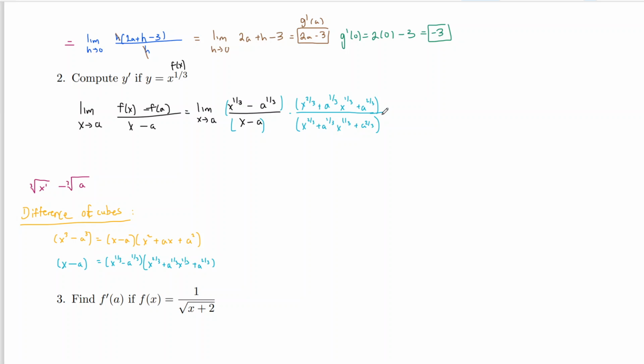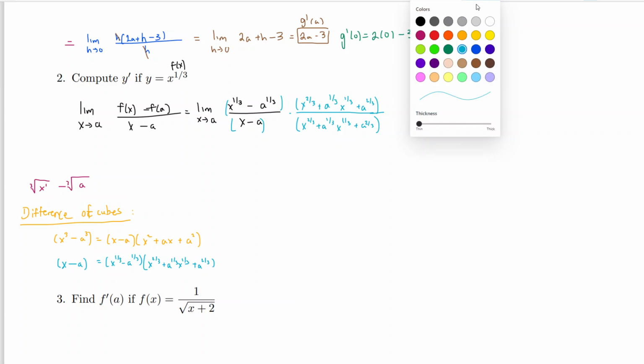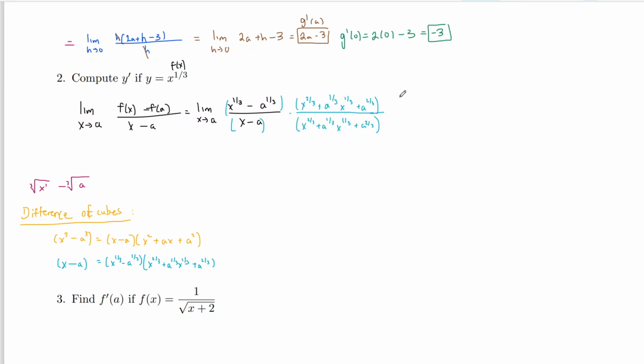Okay, so right here it looks pretty messy, but a couple things you want to remember. When we rationalized before, what did we say to do at the part where you're not trying to get stuff to cancel out? Leave it factored. So the denominator, as messy as it is now, I'm going to leave it like this: x minus a times this messy part, x to the 2/3 plus a to the 1/3 times x to the 1/3 plus a to the 2/3.